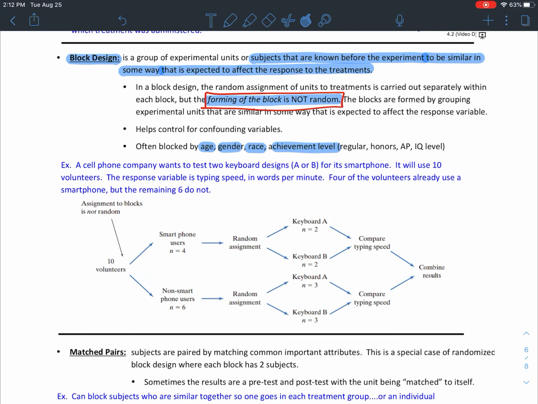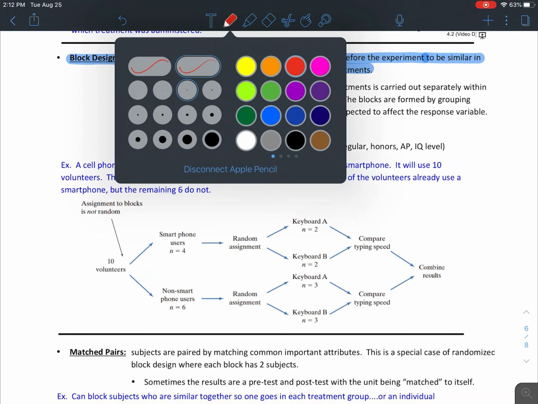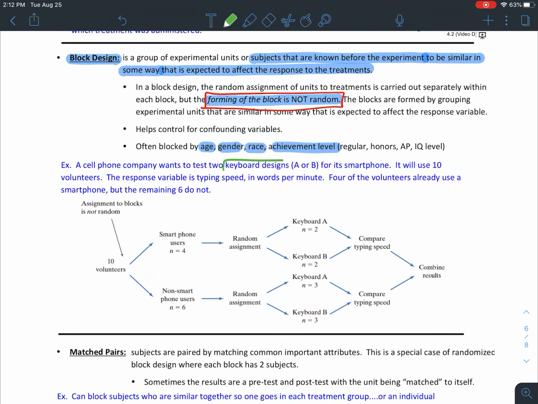For example, let's look at an example to see if we can make sense of this idea of blocking, okay? It says a cell phone company wants to test 2 keyboard designs, and we're going to call these 2 keyboard designs Design A and Design B, okay? This is for their smartphone. It says it will use 10 volunteers. Okay, so there's 10 volunteers.